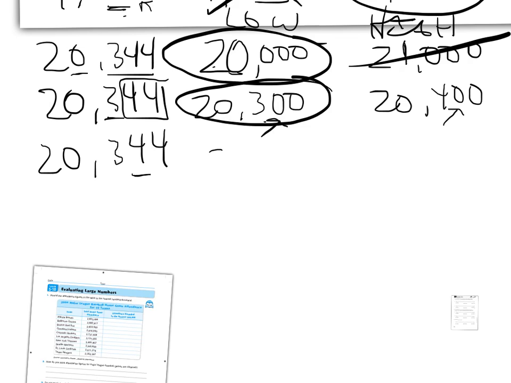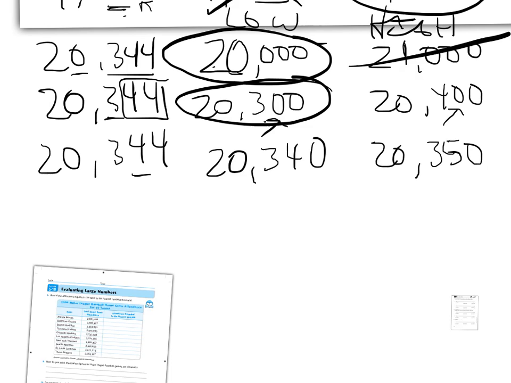The last one, 20. Put the 3 the same. Put the 4 down. Make everything after a 0. Over here, 20. Put the 3 down. Make it a 5 this time. You go up 1, then make it everything a 0. Is the 4 closer to 5 or closer to the 4? It would be closer to the 4, just barely.